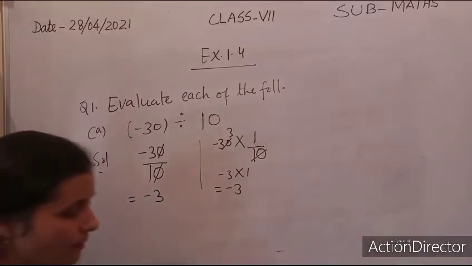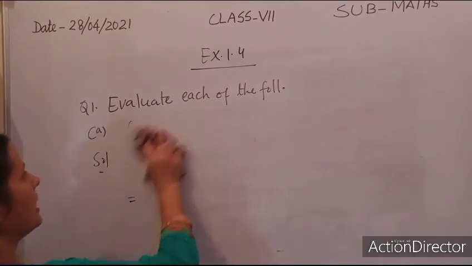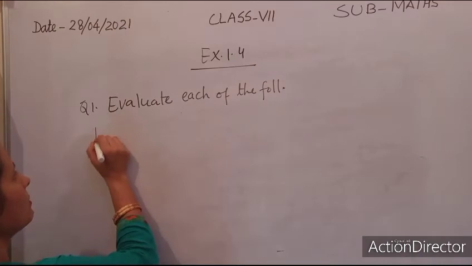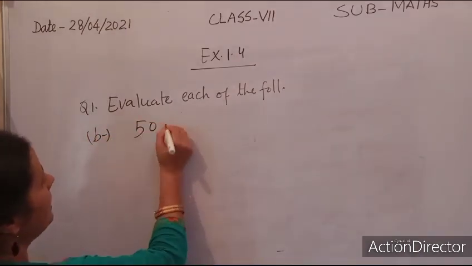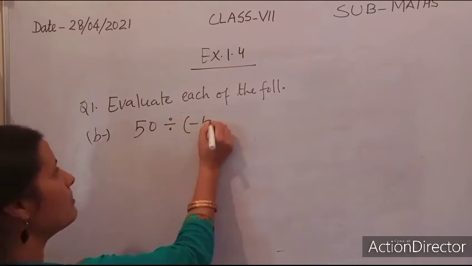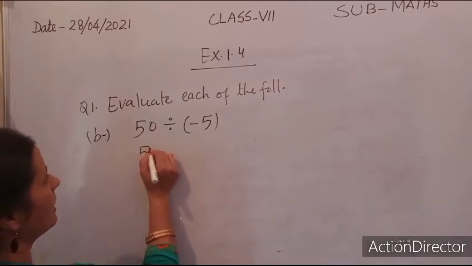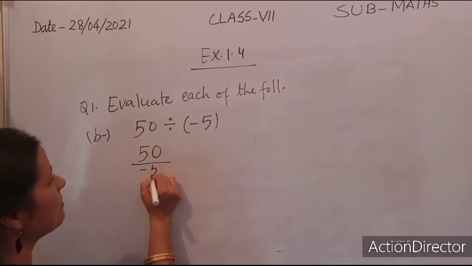Understood? Now come to the B part. I am writing here the B part. Pause the video, you can write it down. Okay, do it in your notebook. Now I am writing the B part of question number 1, which is 50 divided by minus 5. Again, you can solve this question by any method. So I am choosing this one method.